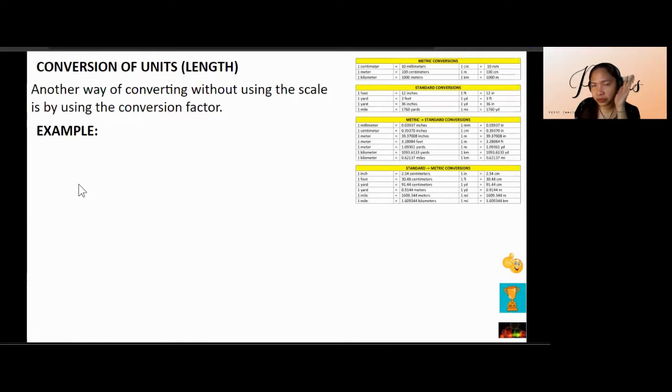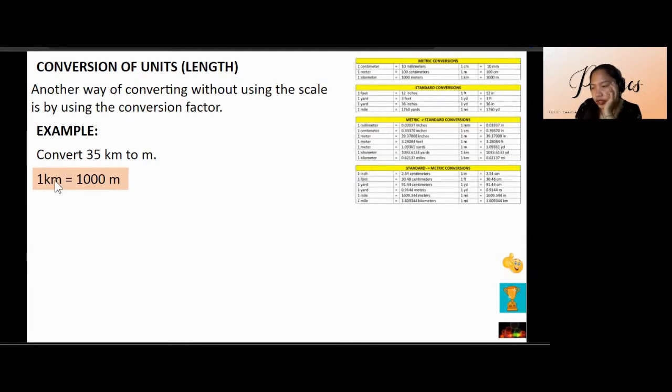For example, the base is meter and the kilometer, how much is meter to kilometer? So 1 kilometer is equal to 1,000 meter, right? 1 kilometer is equal to 1,000 meter. So for that kind of situation, you just need to familiarize the equivalent conversions of those common units. Example here, convert 35 kilometer to meter.